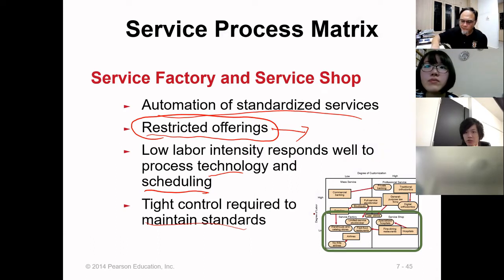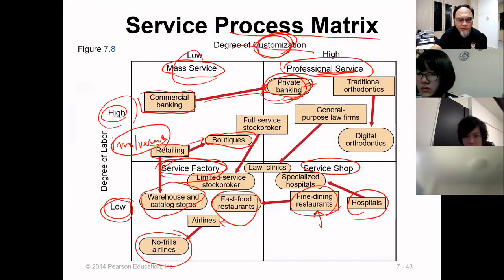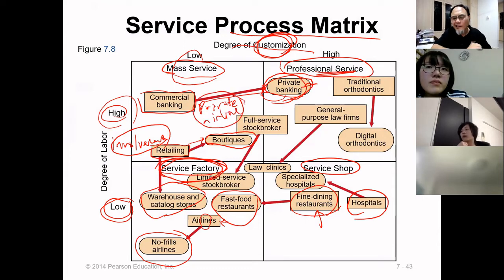Yes, Paul. Why is airlines included in this quadrant, service factory? Do you have another place for airlines? Where would you probably put airlines? Let's think about it. It is low labor, right? Unless it is a private jet, private airline. You know private jet? Private jet service, you know?